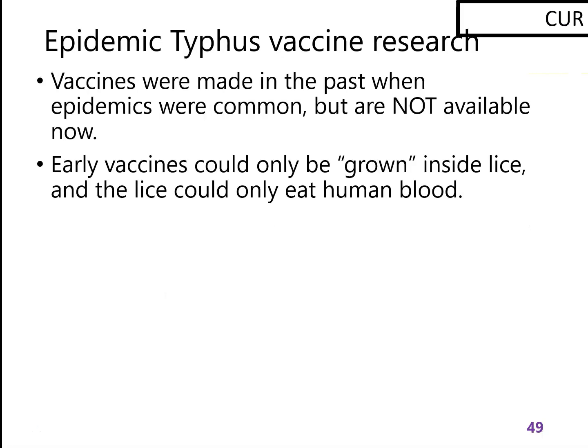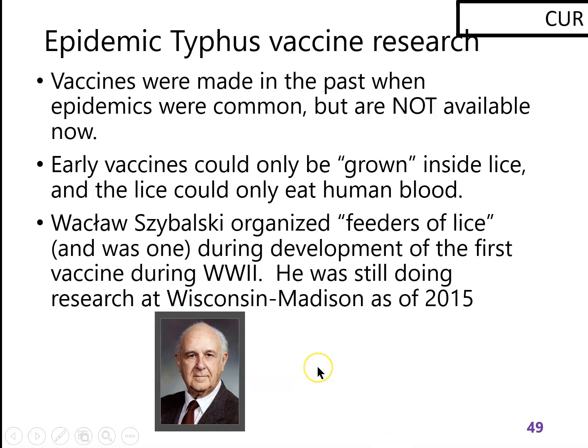During World War II, and this is a slide you can skip if you want to, this person was Wacław Szabalski. He was in Poland working on a vaccine for epidemic typhus. So epidemic typhus was killing a lot of people during World War II, and they were working on a vaccine. And in order to grow the Rickettsia bacteria that they were working with, they had to use body lice. They couldn't grow these in any other animals, so they would have to raise body lice. And the only thing body lice eat is human blood.